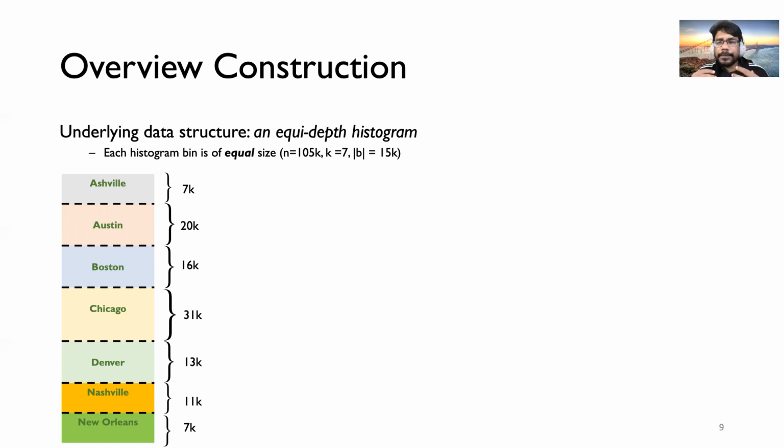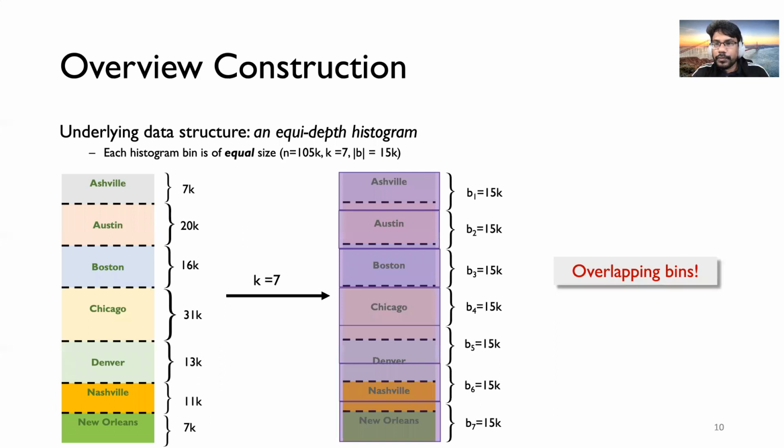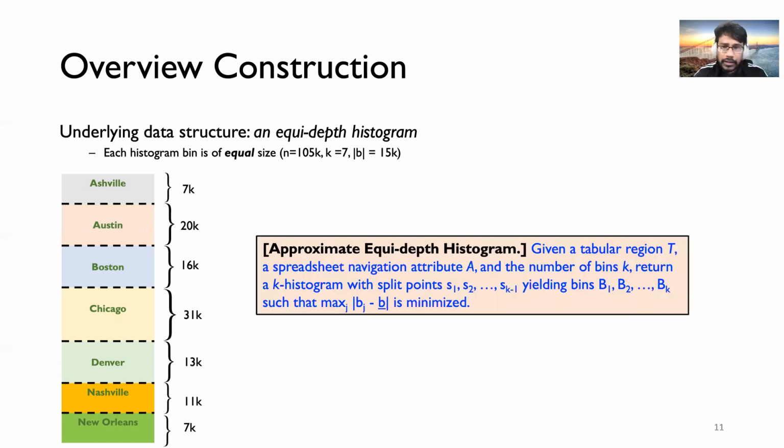However, we cannot simply construct an equidepth histogram. As we see for the Airbnb data, there are cities with varying number of records. So an equidepth histogram will look like this as shown in purple, with each of these bins having 15,000 rows. The problem is that now we have records of one city that belongs to multiple bins, which sort of violates the property of histograms. So we instead construct a best effort equidepth histogram as outlined here in the problem definition, and we encourage you to read the paper for the technical details of the underlying approach.